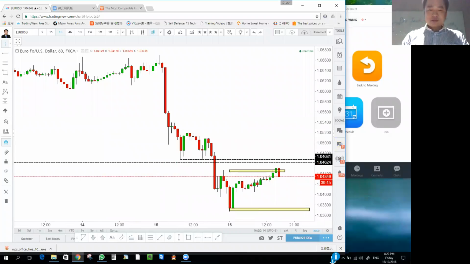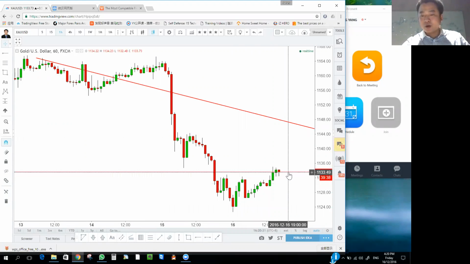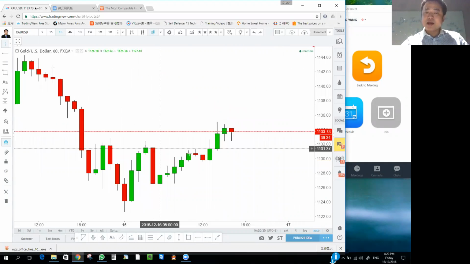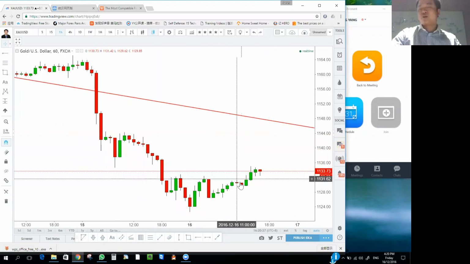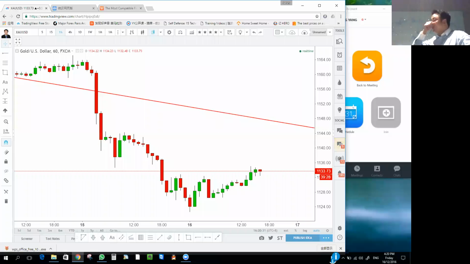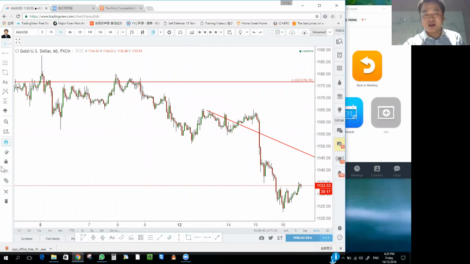Okay, let's look at the gold. Gold had a bounce from 1124 to 1133. Can we say that the gold is making a bottom here? Or do you want to buy? Do you want to buy the gold now, based on this chart? Of course, I don't want to buy because it is such a huge bearish trend, right? You can see here, it just keeps dropping and keeps making lower lows.